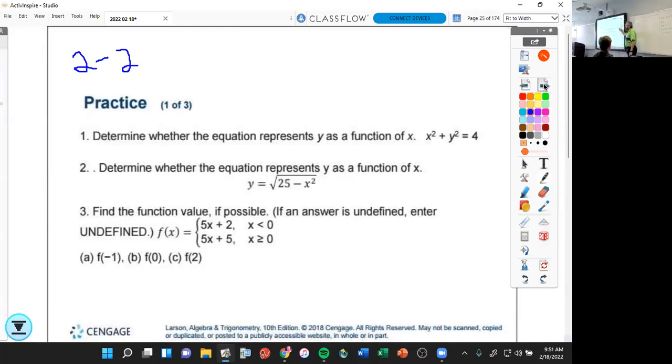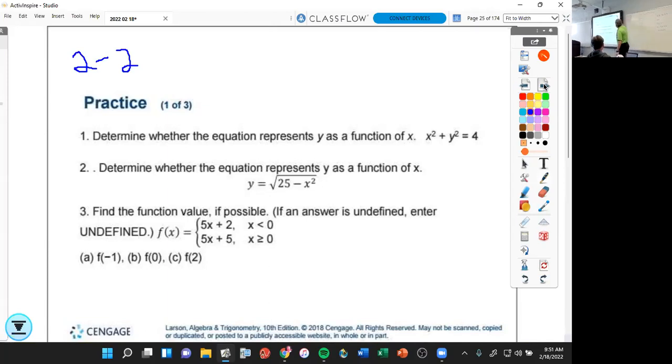Okay, so is 1 a function? No, because it's a circle. Number 2, how do you find the domain of that? Or no, is it an equation? Okay, is it a function? Yes. You give me any x value, I can only give you one y that goes with it. So it's a function.